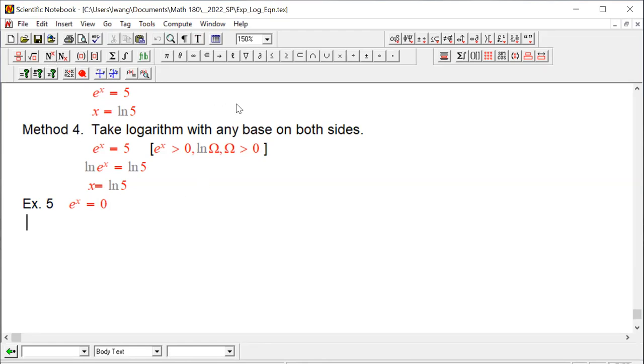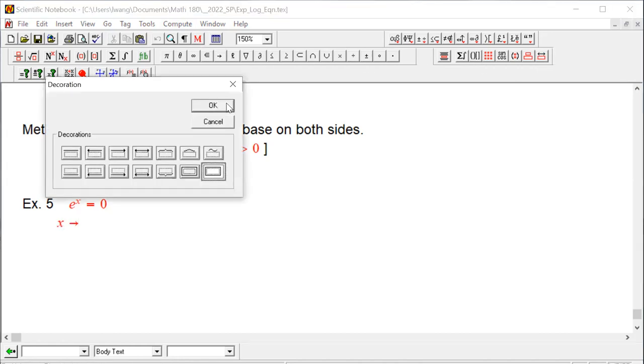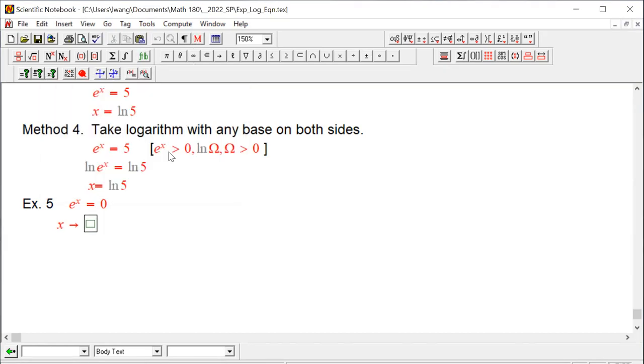It's still the same drill. If x is the input, the rule of the function is that we take that input and raise e to that power, and the output is 0. So if the output is 0, give me the input. Function perspective.